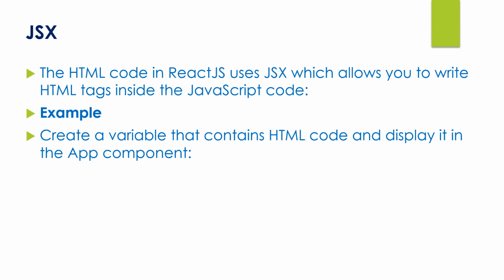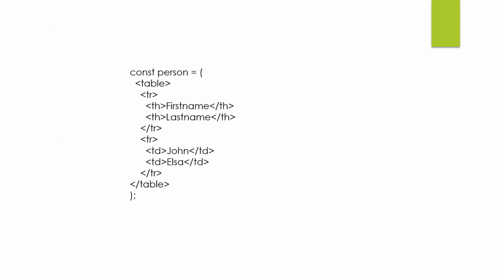JSX. The HTML code in React.js uses JSX, which allows you to write HTML tags inside the JavaScript code. For example, create a variable that contains HTML code and display it in the app component. You will see the syntax of the JS. So here we are creating a variable called person, which is declared as constant, and we are assigning some HTML code to that variable person.